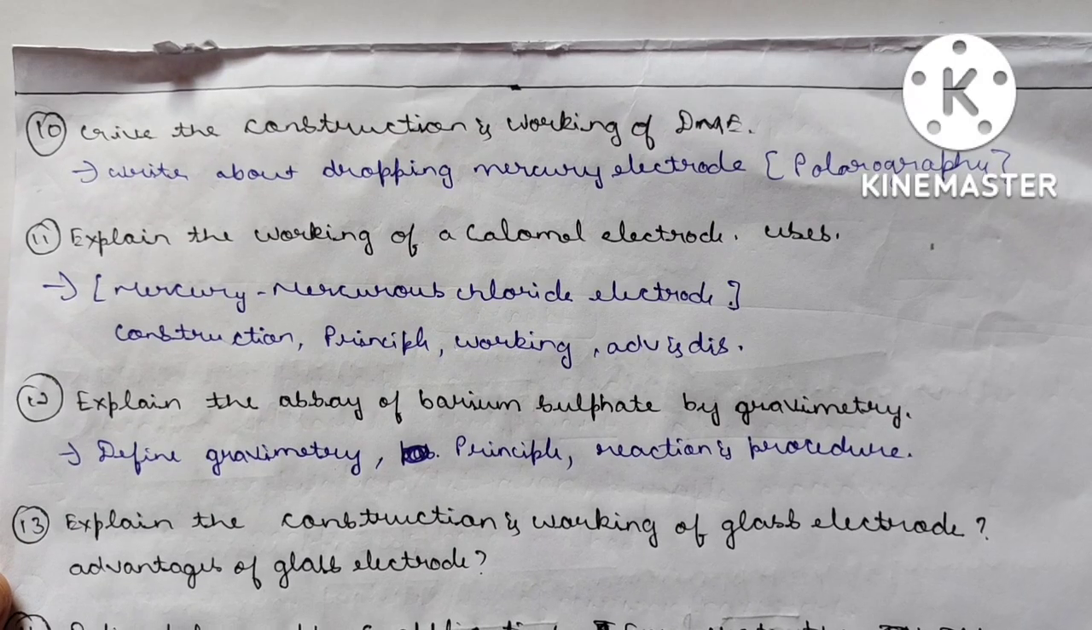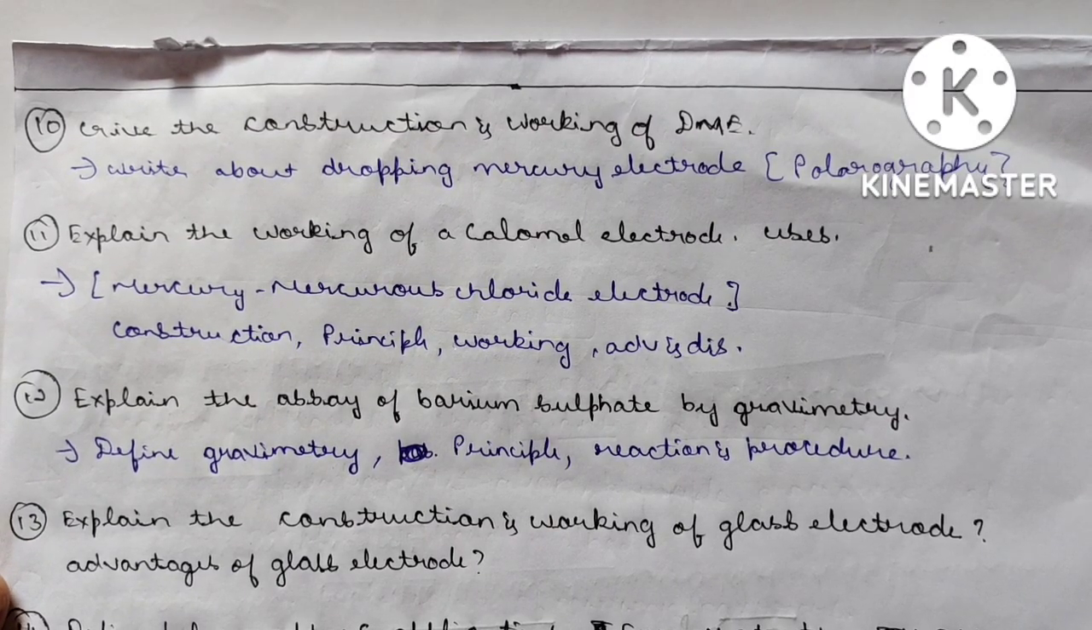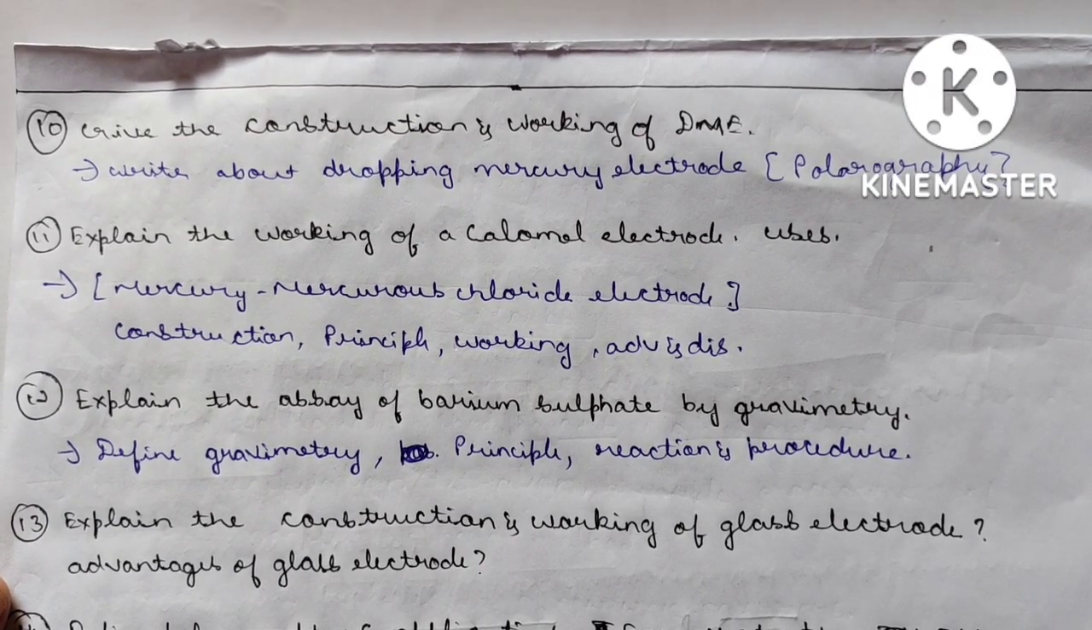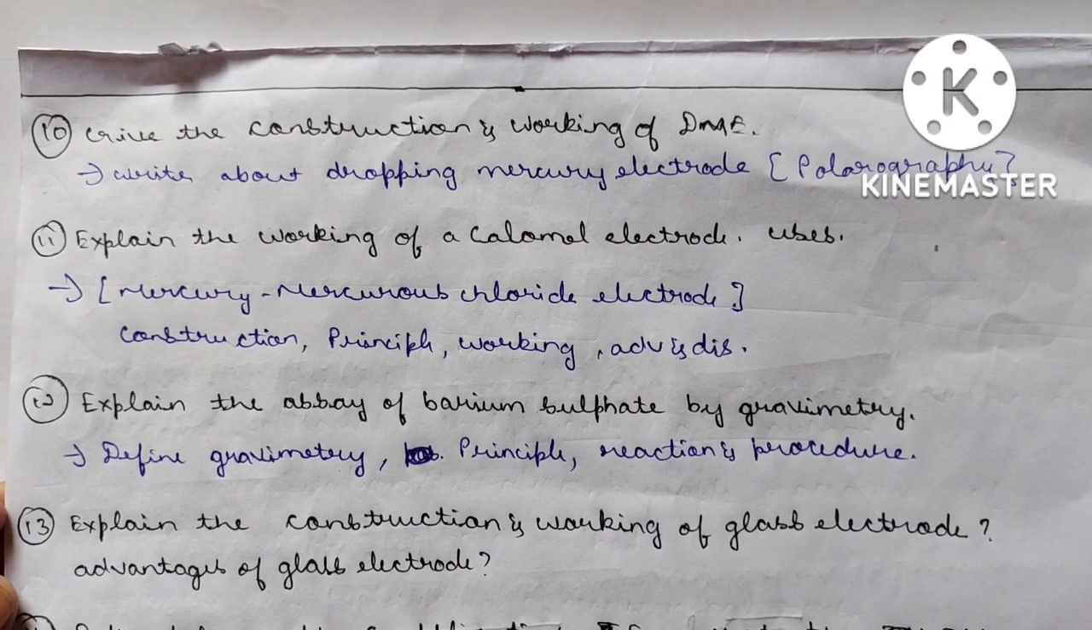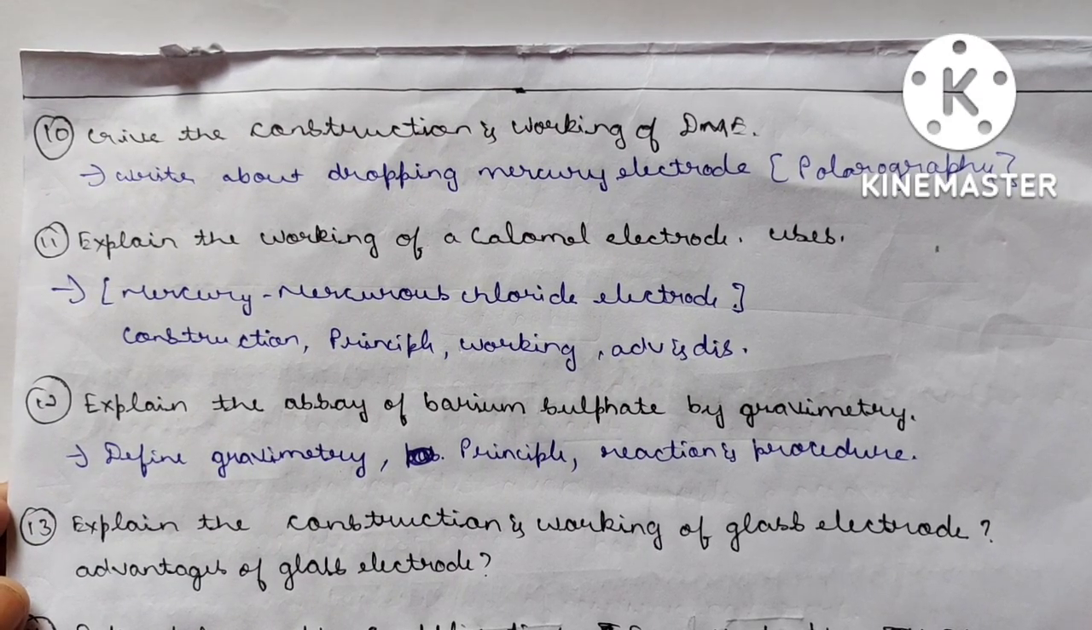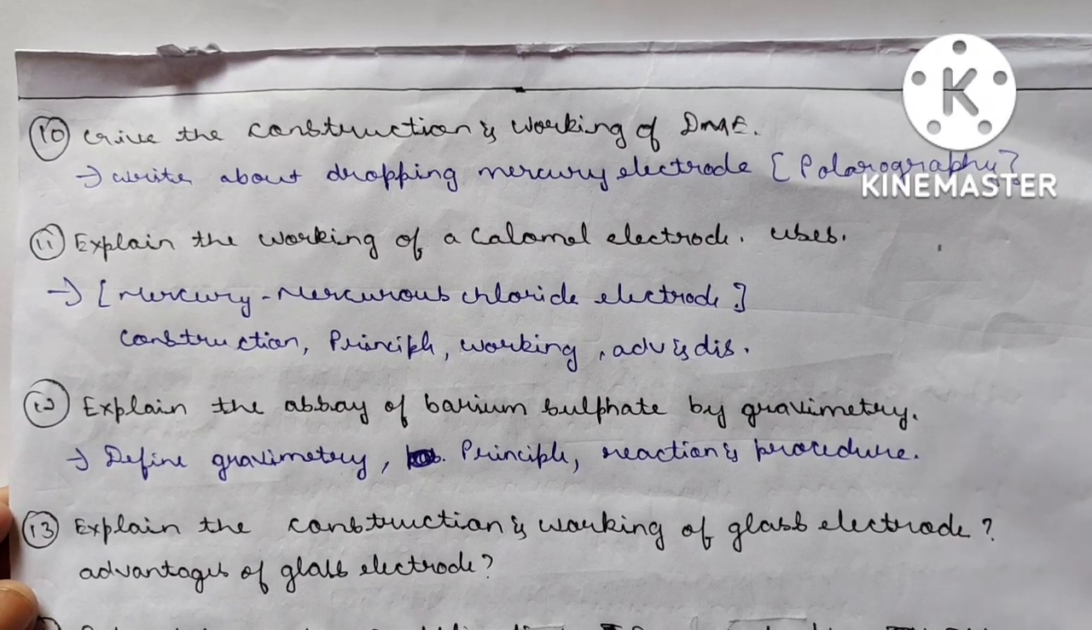Next, give the construction and working of a DME. DME is nothing but dropping mercury electrode. Very important, it comes under the polarography. You first write here, define polarography and just write the construction, principle, working, everything.